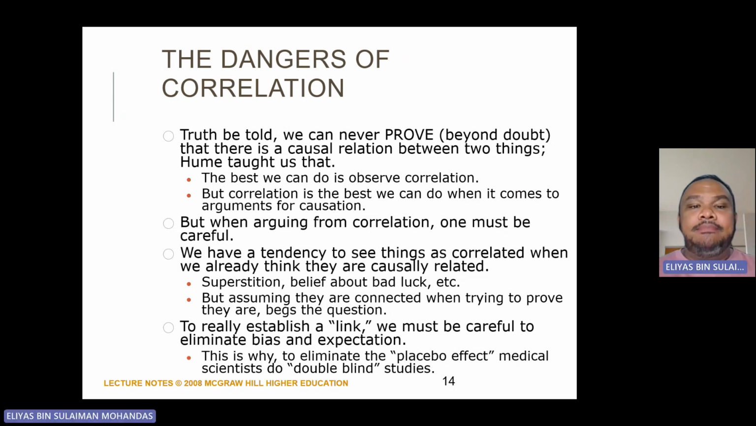Now, bear in mind the dangers of correlation. Truth be told, we can never prove beyond doubt that there is a causal relation between two things. Tak boleh, we can never prove. The best we can do is to observe the correlation. But then again, correlation is the best we can do when it comes to arguments of causation, yeah?